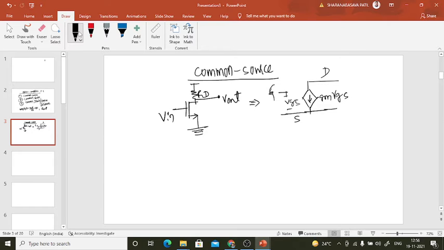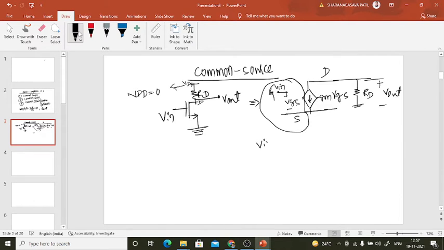Now let's add this resistance, and in the small signal model we need to connect this supply to ground. So this RD will be from drain to ground, and we are taking output resistance across this. Let's first apply KVL to this. At the gate terminal we are giving input V in. So V in minus VGS equal to 0. So V in equal to VGS.